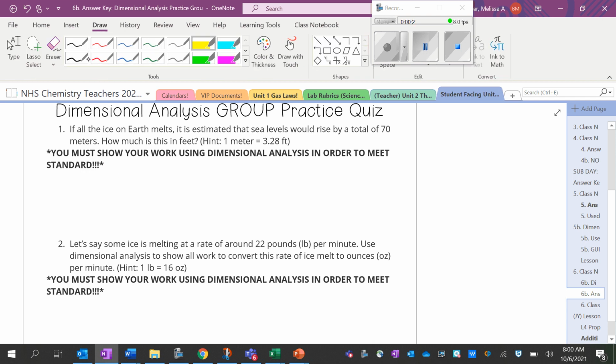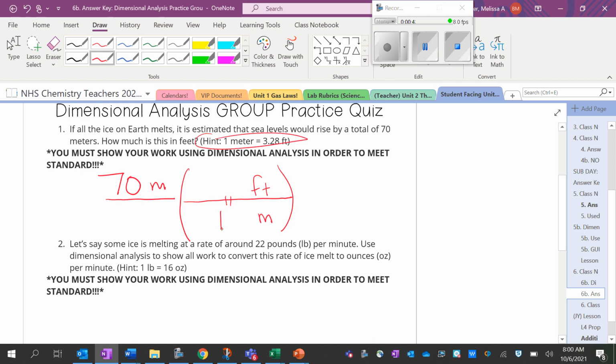So, first thing you always do in these problems is you always start by writing what you know. So we've got 70 meters, and then we want to set up our conversion. We put what we want to cancel out on the bottom and what we want to turn it into on the top. And this is like a sideways equal sign. So according to the little hint here, 1 meter is equal to 3.28 feet. And then we multiply across the top and we divide by anything on the bottom.